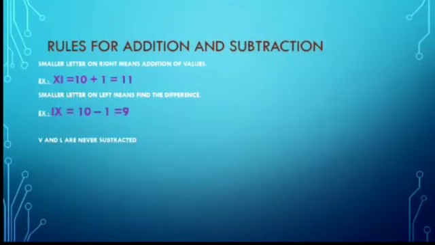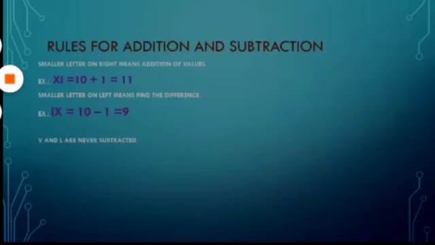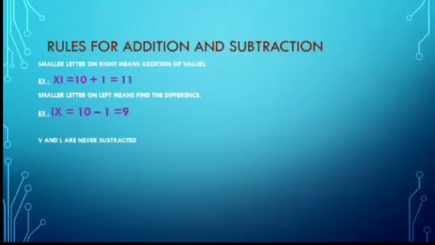Next one is rules for addition and subtraction. See the example. X, I, and then the next example is I, X. What is the difference between the 2 examples? Here, I appears after X and here I appears before X. What is the value of X? 10. What is the value of I? You are right, 1. I is a smaller alphabet.